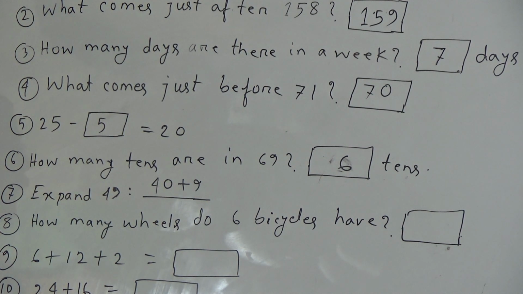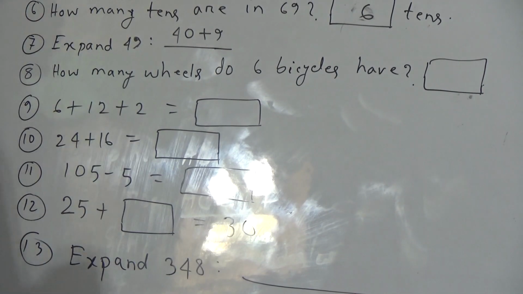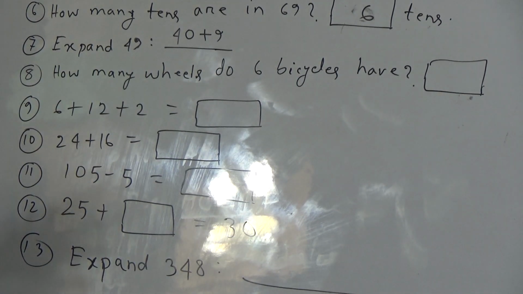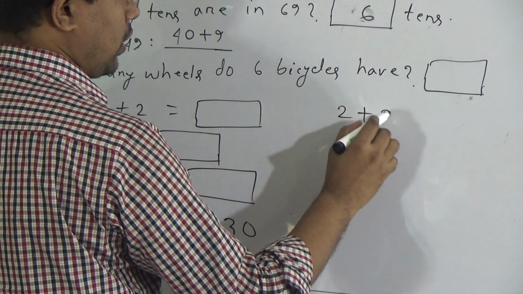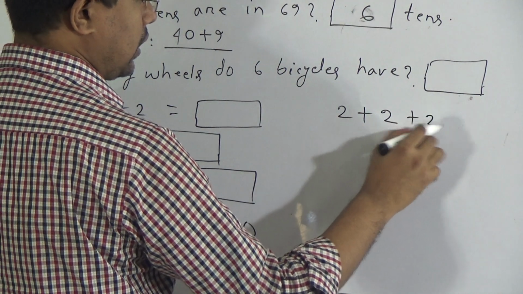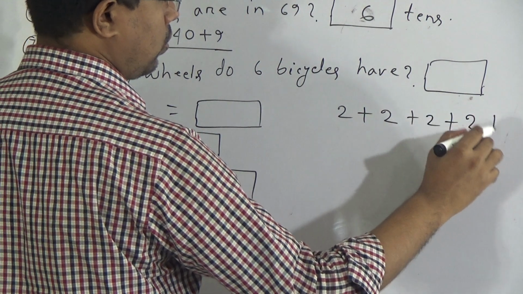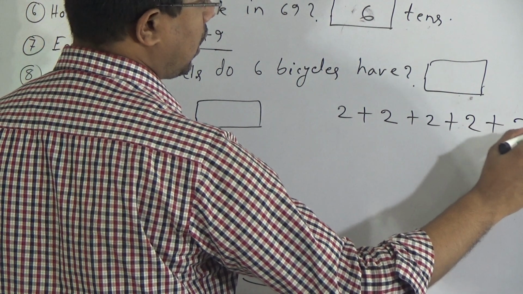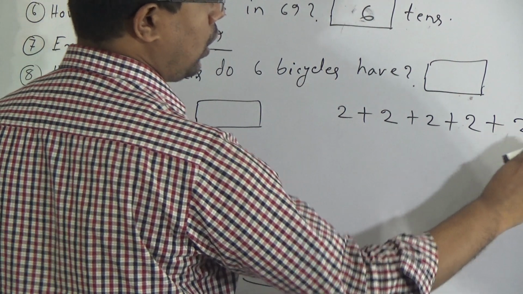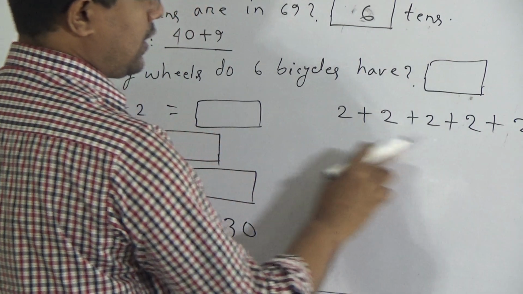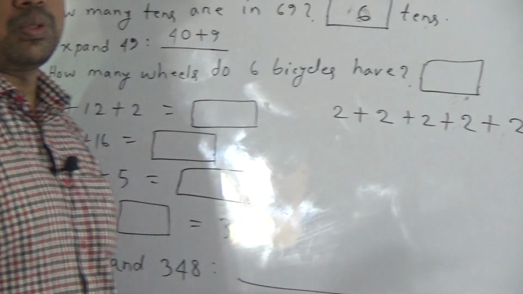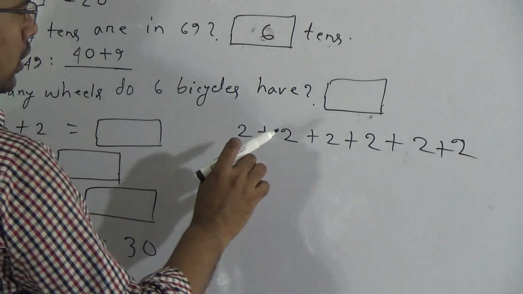Now 8 number, how many wheels do 6 bicycles have? We know that in one bicycle there are 2 wheels. In another bicycle, another 2 wheels. Total 1, 2, 3, 4, 5, 6 bicycles. Now we count total how many wheels exist here.